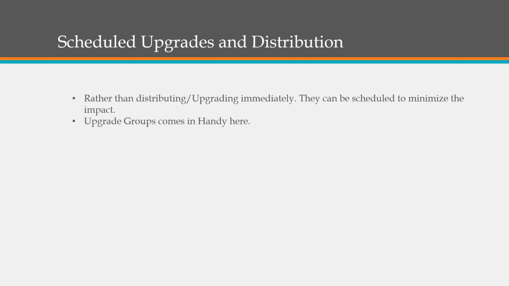So now let me explain what scheduled upgrades and distribution do. As the name suggests, rather than distributing or upgrading immediately, you can schedule it to minimize the impact. This way, you don't have to do an upgrade during regular business hours, so that you can reduce the impact. And this is where the upgrade groups mainly come in handy. I'll just show you how you can schedule a distribution and upgrade process.